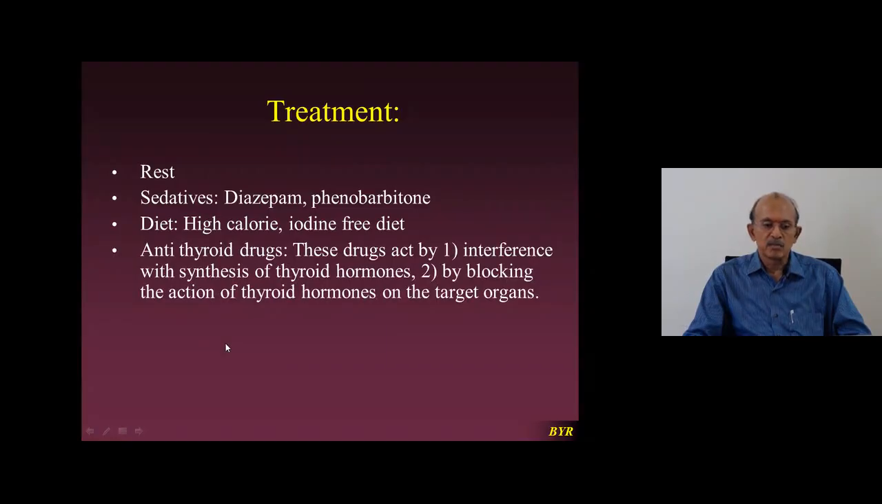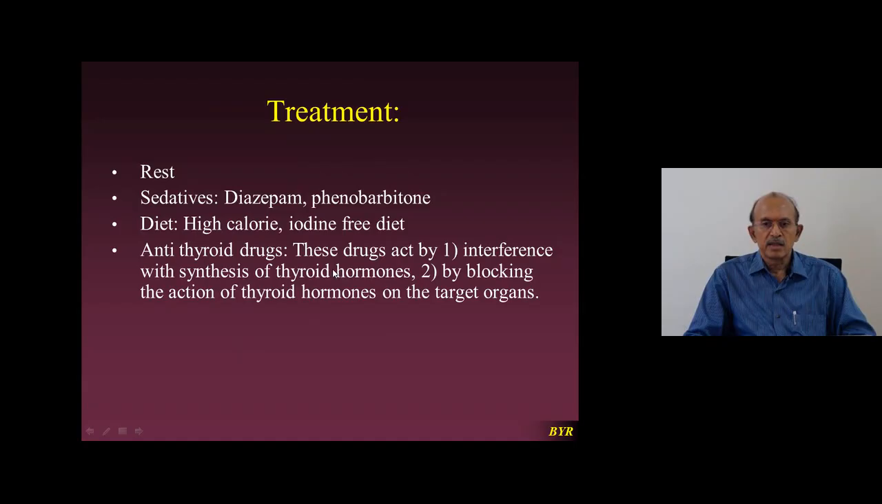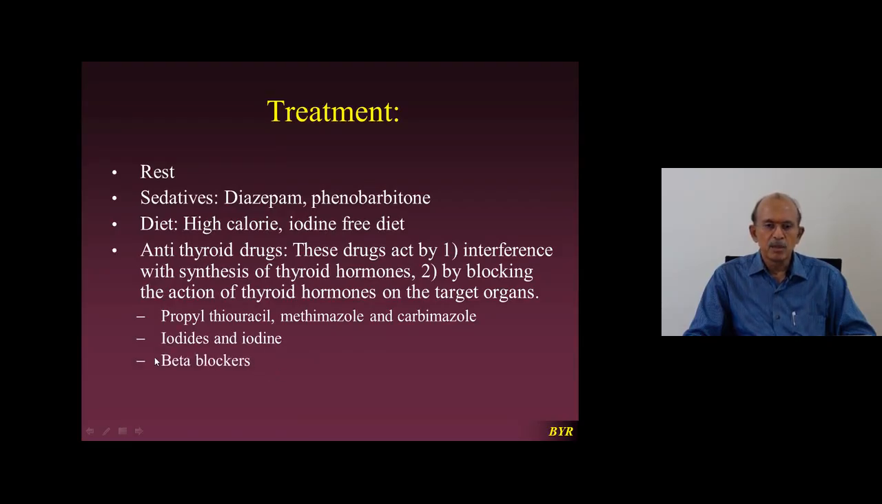Then you give drugs. These drugs are called the anti-thyroid drugs. These drugs act by two mechanisms. Number one, by interfering with the synthesis of thyroid hormones. Number two, by blocking the action of thyroid hormones on the target organs. Propylthiouracil, methimazole, and carbimazole belong to the first group. Iodides and iodine also belong to the first group. Beta blockers belong to the second group. That means they block the action of thyroid hormones on the target organs.